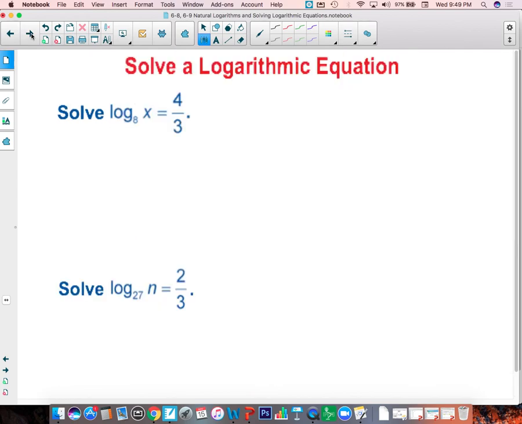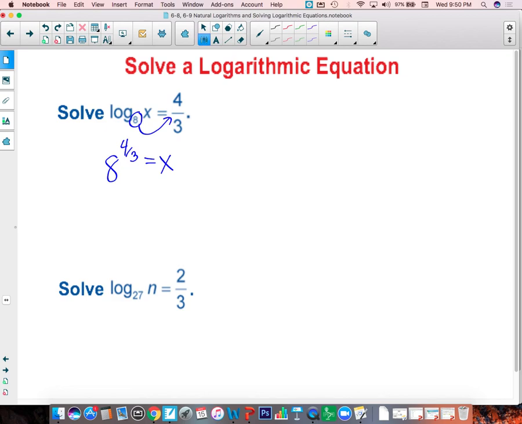All right, so solving a logarithmic equation here. I'm going to show you two ways to do these. Either way you want to do it is your choice. Now, we can do these equations just like we have before. I'm just going to change it from a logarithm to an exponent, or exponential. So I take base to my exponent, right? 8 to the 4/3 equals x.